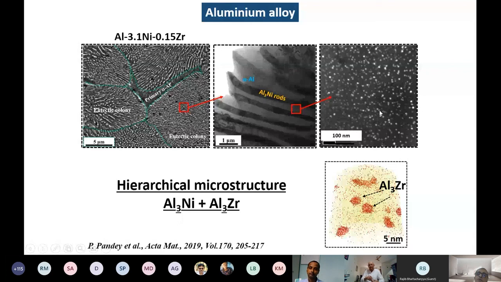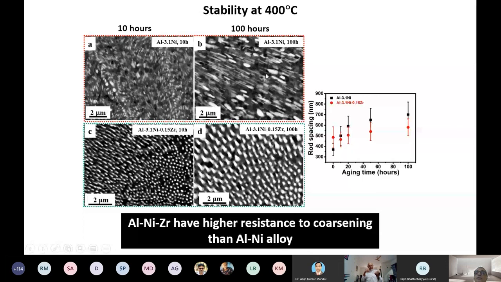So what is the effect of it? The effect is that once you add zirconium, it does not coarsen. The top one is no zirconium, and after 100 hours at 400 degrees centigrade, you can see the blob of Al3Ni. It has no strength. Whereas if you add zirconium, the microstructure slightly coarsens, but it retains the strength.